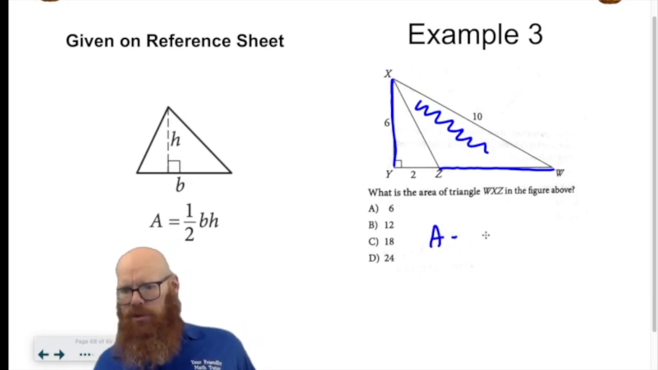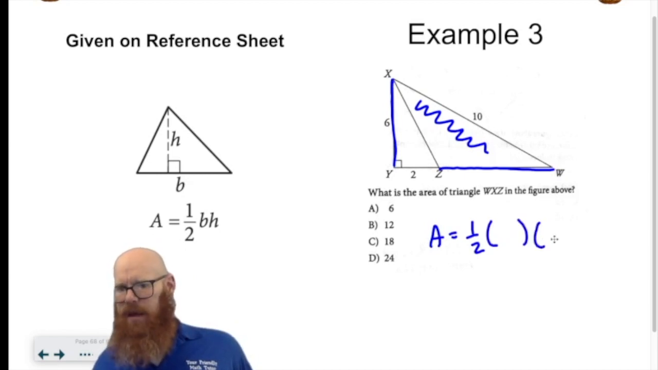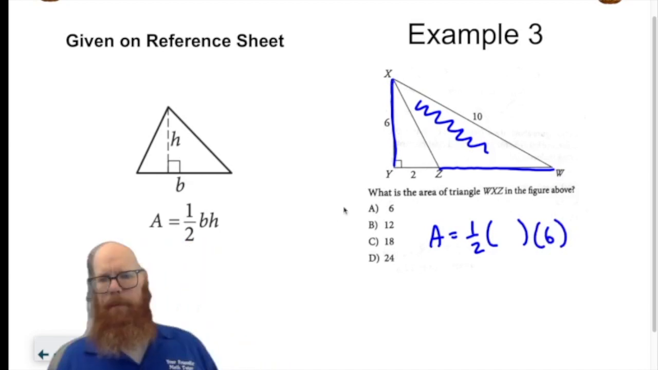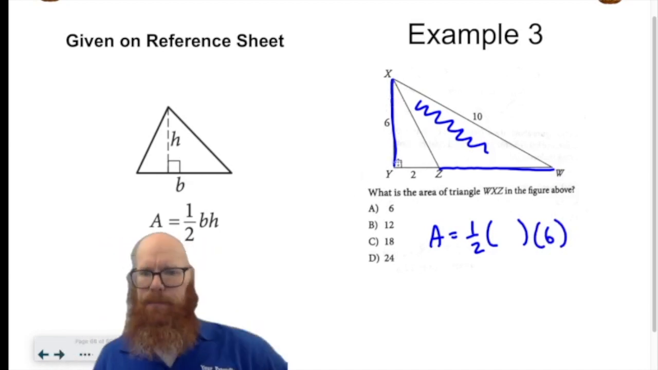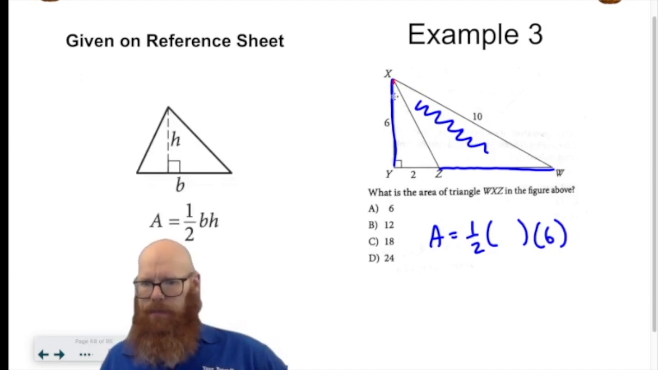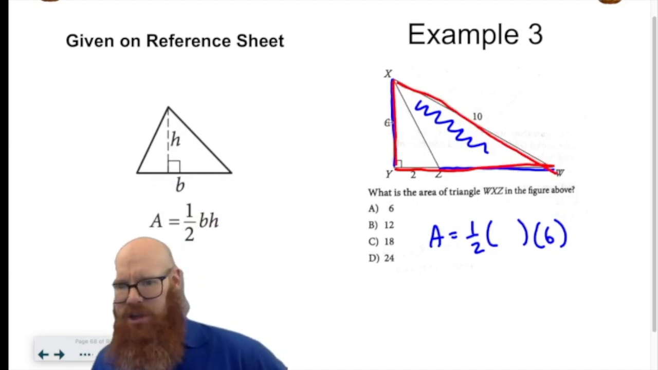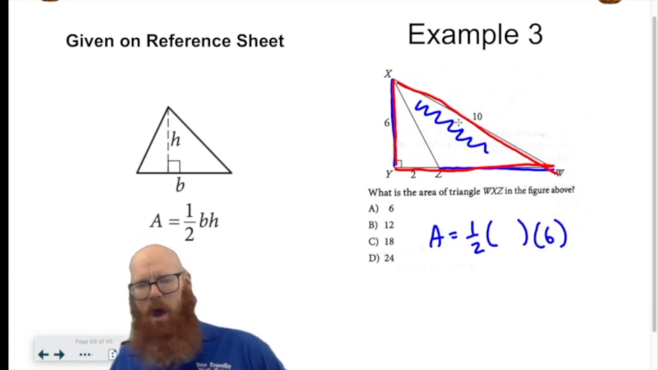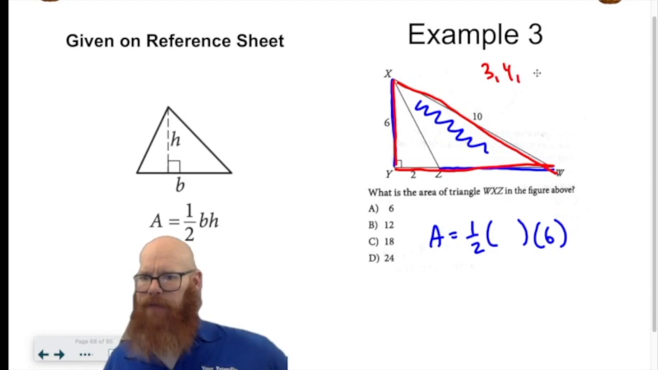So the area of the triangle is 1/2 the base, which I'll leave blank, times the height, which is 6. So we already have the height. Now, in order to find the base, we're going to use the fact that this big triangle, so let me outline that in a different color, is a right triangle, and the sides are 6, blank, 10. Well, this is a Pythagorean triple. This is a 3, 4, 5 triangle, but if we double it, it's 6, 8, 10.